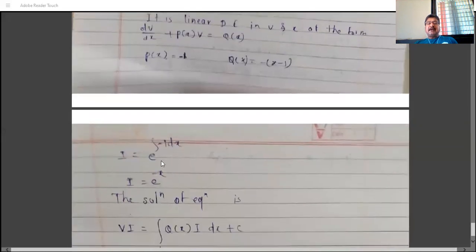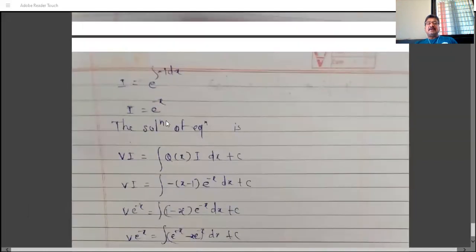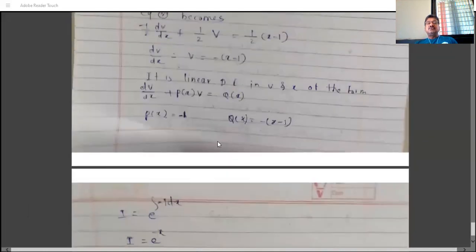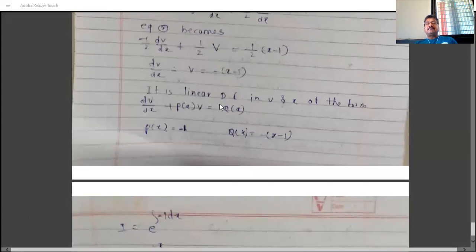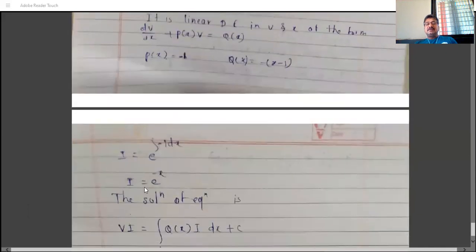And then the integrating factor is what? The integrating factor of a linear differential equation is e raised to integration P dx, that is, integration of minus 1 dx, and the integration of minus 1 with respect to x is minus x. So the integrating factor is e raised to minus x, and therefore the general solution of this linear differential equation, suppose this is equation number 3, is what?